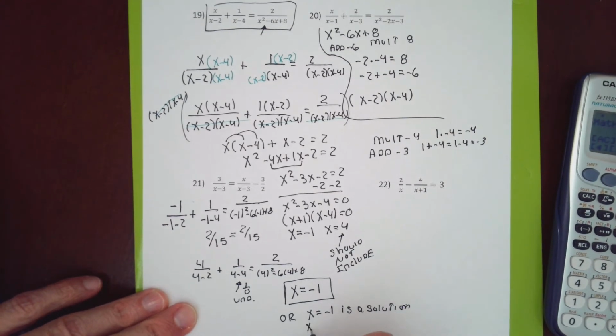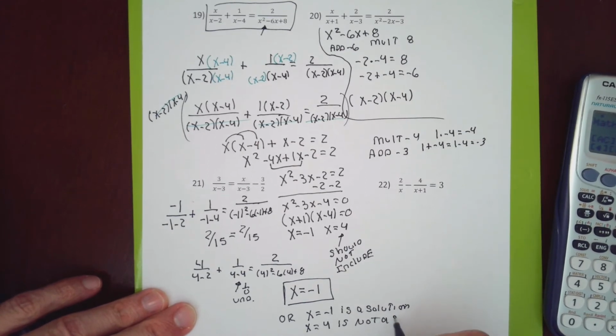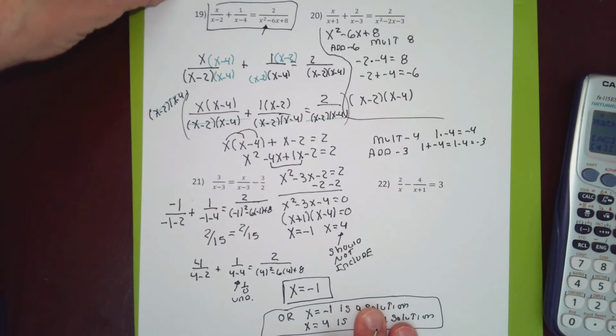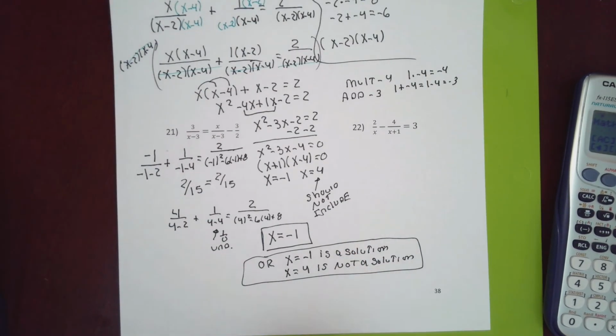X equal to 4 is not a solution. Or I could say it is extraneous, which is the mathematically sophisticated term for it doesn't check, but the algebra produced it. Both of those would be okay, but you don't have to include a solution that doesn't check. All right, one more hardish problem, and then we get to the easy part.